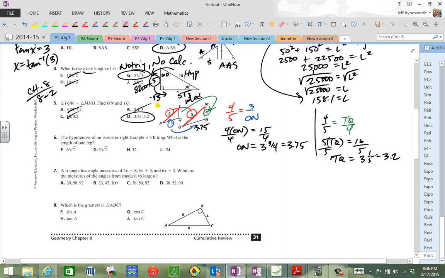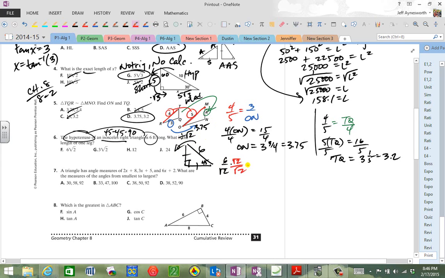The hypotenuse of the isosceles right triangle is 6 feet long. So you have an isosceles right triangle, which is a 45, 45, 90, and the hypotenuse, look at this, is 6. Boom. So isosceles right means that it's a 45, 45, 90. What is the length of the leg? Well, to do that, you've got to divide by rad 2, right? So 6 divided by rad 2, you've got to rationalize.